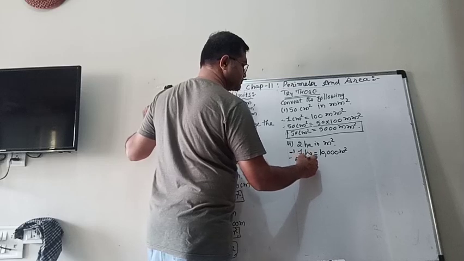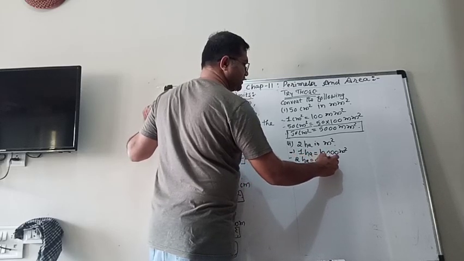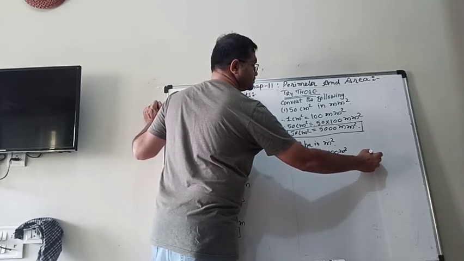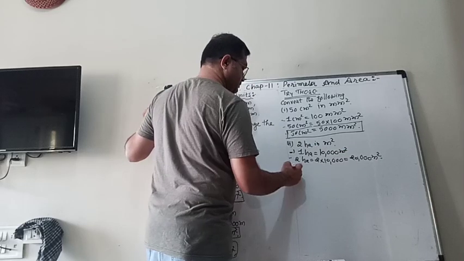Therefore 2 hectare is equal to 2 multiplied by 10,000. That is 20,000 meters square.